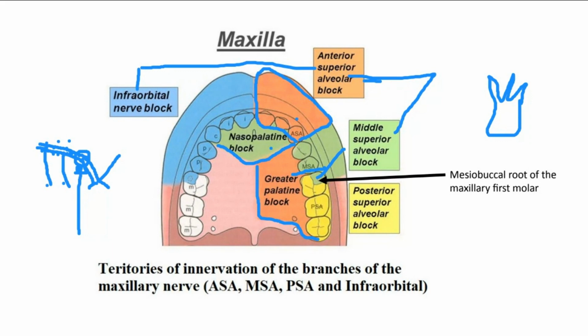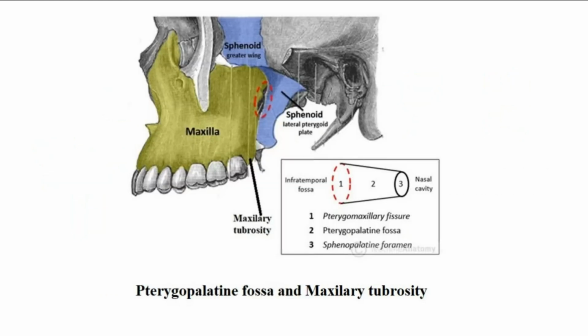For practical purposes, it's used as an alternative to ASA. There is another alternative out there, but I'm just giving you the basics. So, infraorbital nerve, what does it feed? It feeds ASA and MSA combined. Because if you infiltrate, it will reach the infraorbital, which gives you the ASA and MSA, so you will get it. Okay. The other thing is the pterygopalatine, the pterygomaxillary fissure and the pterygopalatine fossa.